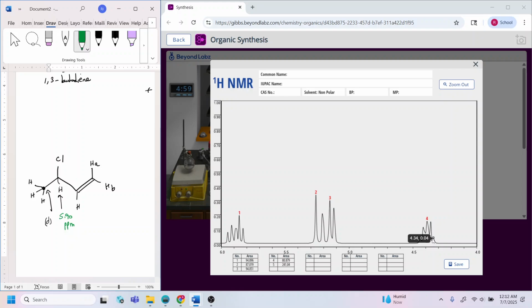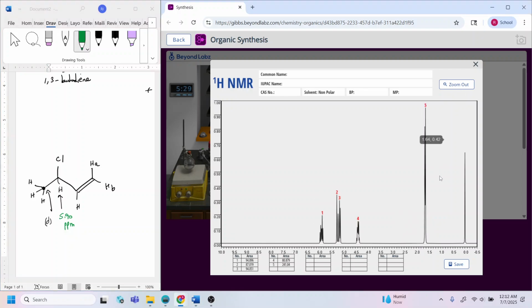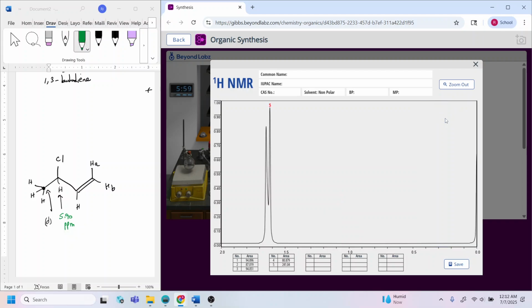So it's going to be in, let's zoom out. It's going to be in this position over here. It's going to be a doublet. This is position 5. It is a doublet. So this one here is going to be a doublet. And it's going to be around 1.62 parts per million. Yeah, so around 1.6, 1.59 parts per million, and it's going to be a doublet. So that one is going to be position 5. So position 1, position 5.